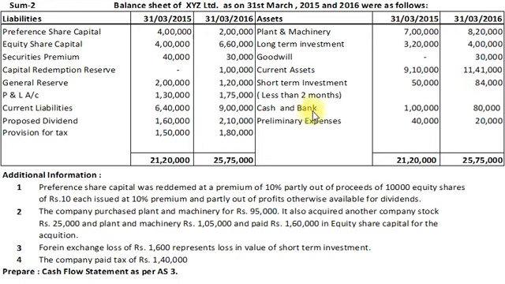Now cash and bank will be considered while preparing cash flow statement. Preliminary expenses, opening balance 40,000, closing balance 20,000. So difference 20,000 is written off during the year.